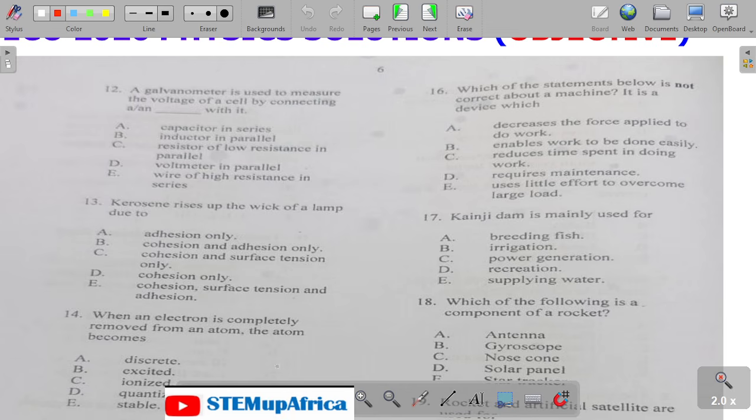Question 12. A galvanometer is used to measure the voltage of a cell by connecting in series with a high resistance. That is correct. Kerosene rises up the wick of a lamp due to what? We're talking about surface tension, cohesion, and adhesion, which is option E. This is E, this is E, which is 13 and 12.